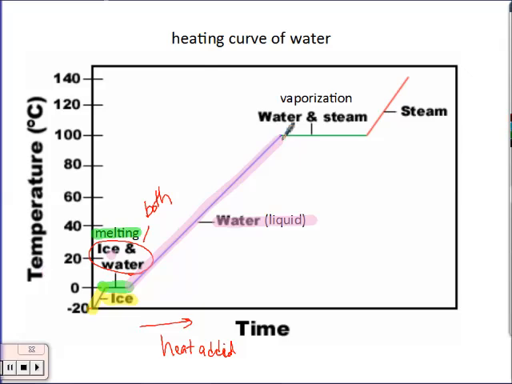Once I get to this 100 degrees, that's the boiling point of water, again I begin to vaporize. And I have liquid water and steam both present at the same time. Once that last bit of water turns into steam, now the steam can begin heating up again.